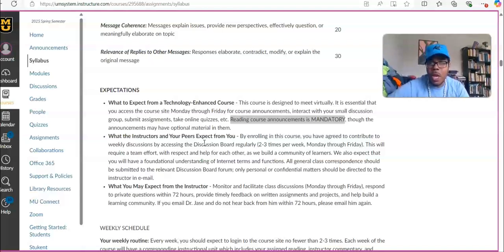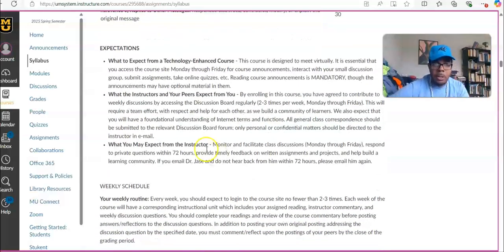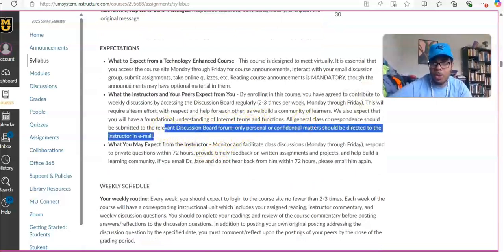This will require a team effort with respect and help for each other as we build a community of learners. We also expect that you will have foundational understanding of the internet terms and functions, and all general class correspondence should be submitted to a relevant discussion board forum. Only personal and confidential matters should be directed to the instructor by email or by Canvas message. But again, I'm not too picky on that. If you have something that you just don't feel comfortable with your classmates seeing, by all means, just send me a message.